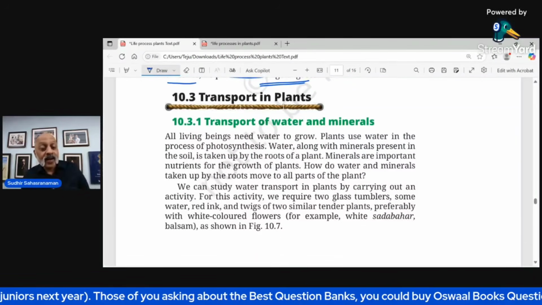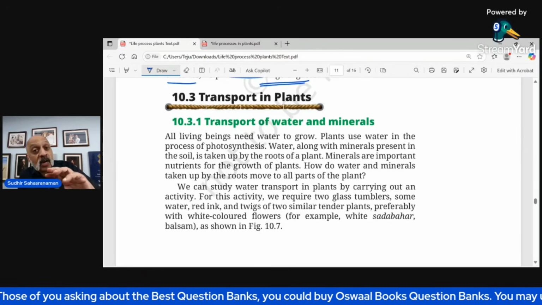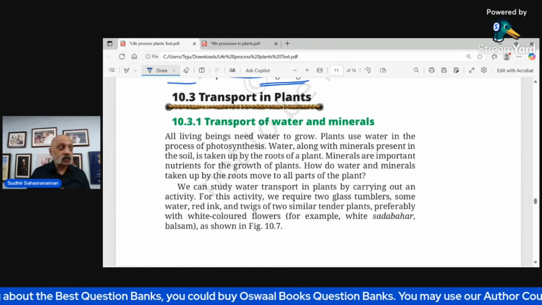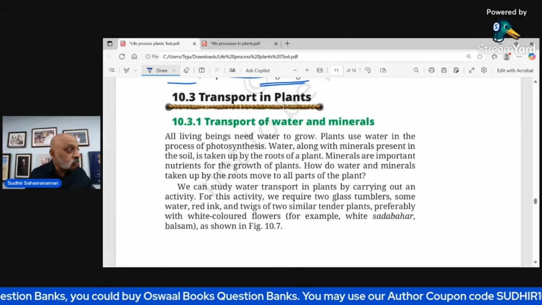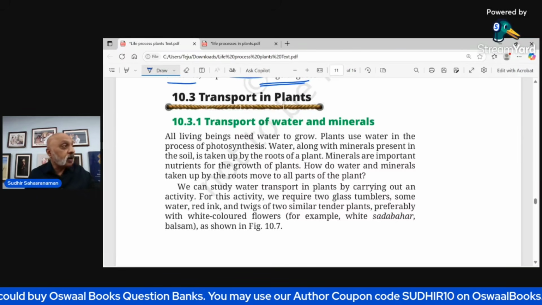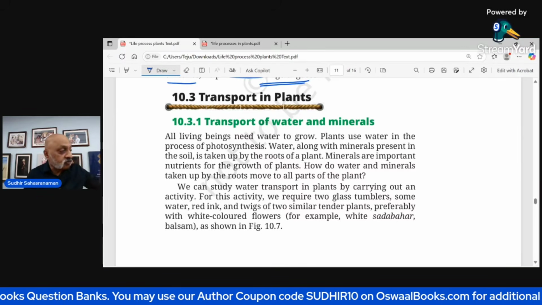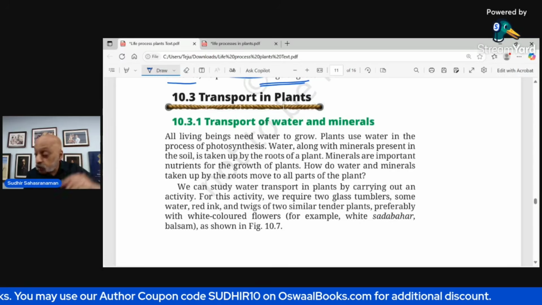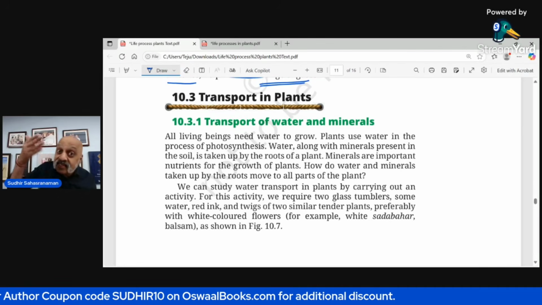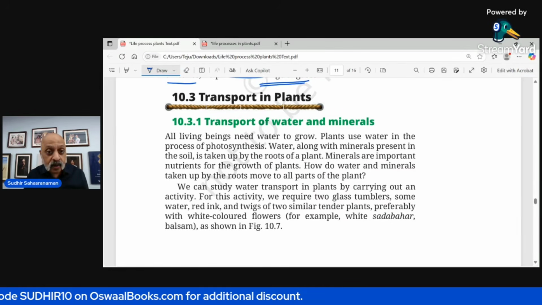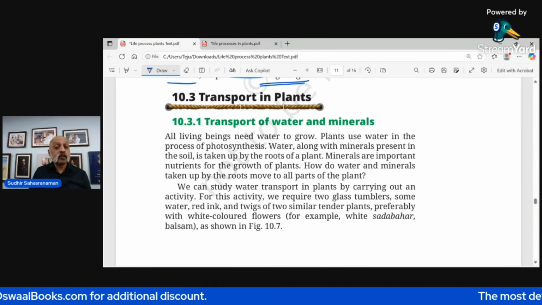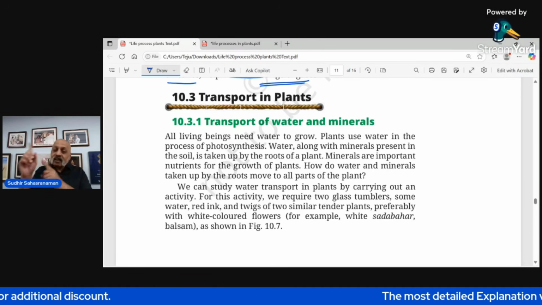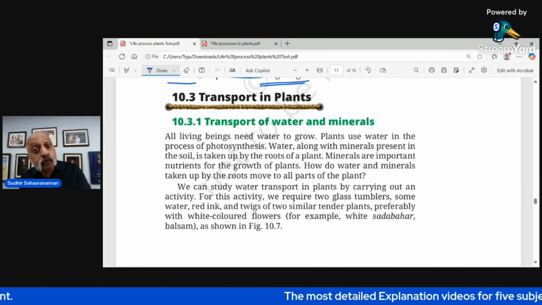Now, let's understand how transportation happens within plants. I mean, you go by car, you board a bus, or you travel by train or aircraft or cycle, whatever. Transportation also must be taking place inside the plant. How does that happen? We are now first talking about transportation of water and minerals. Then we will talk about transportation of food.